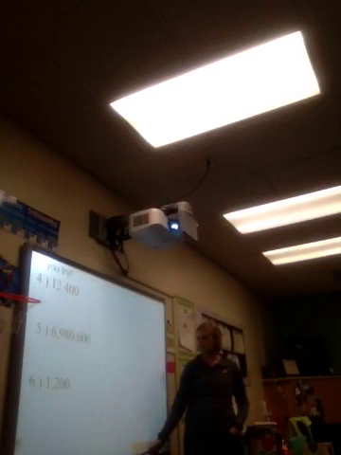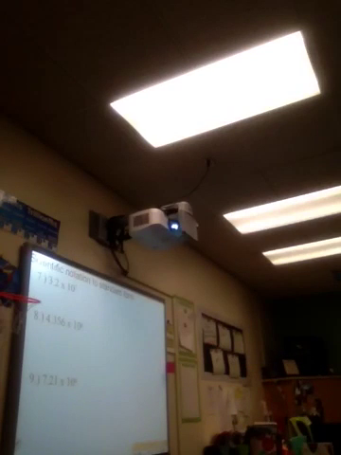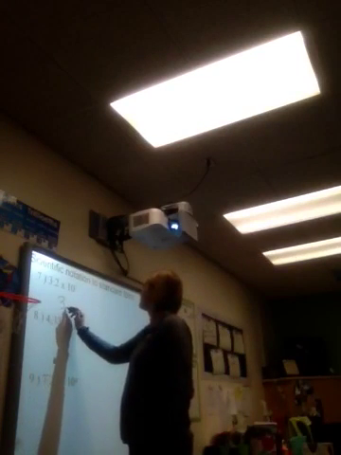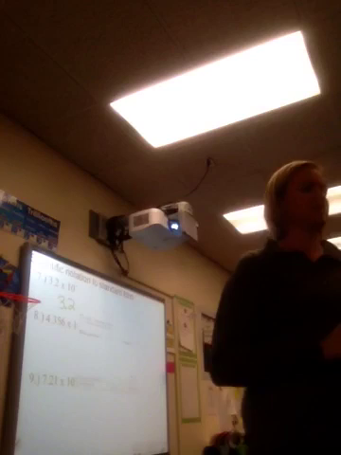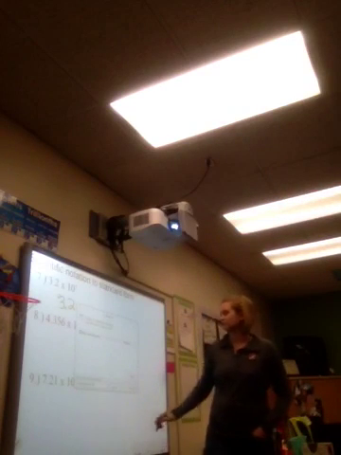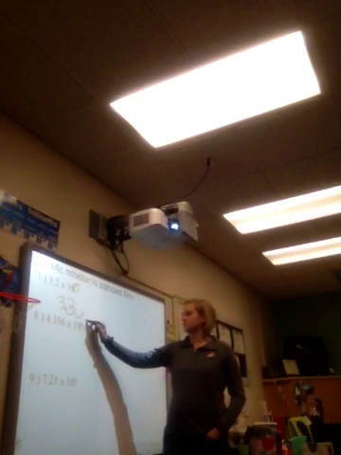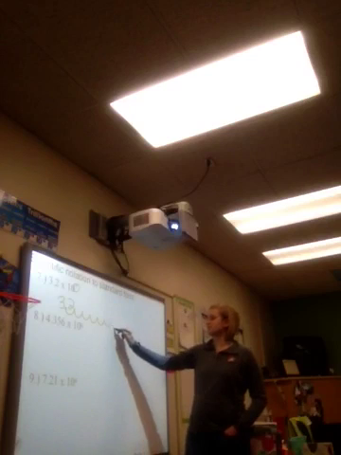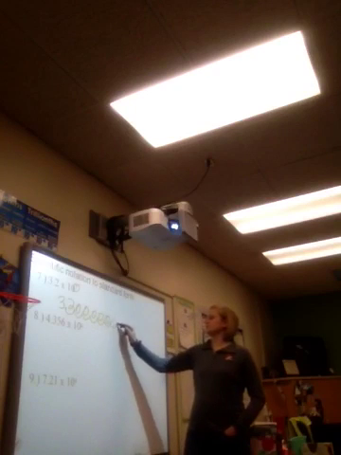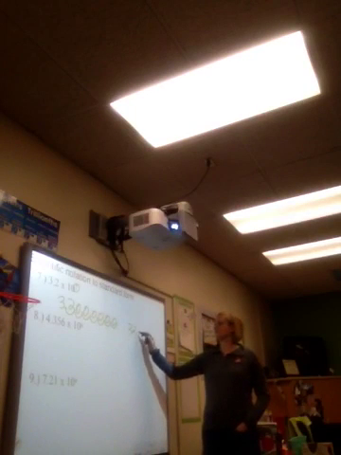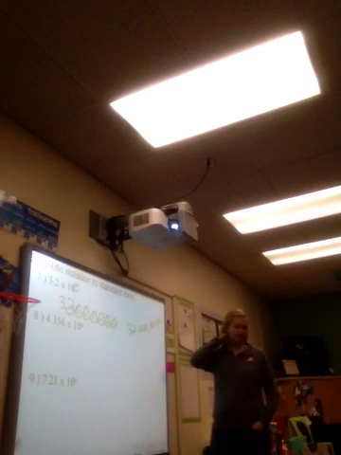Let's try one on your paper. Alright, so you rewrite the decimal. So I have 3 and 2 tenths. I look at my exponent to figure out how many spaces I need to move, which is 7. So I make 7 loops. 1, 2, 3, 4, 5, 6, 7. And I add in my zeros in the loops. Oops. And I rewrite my numbers.